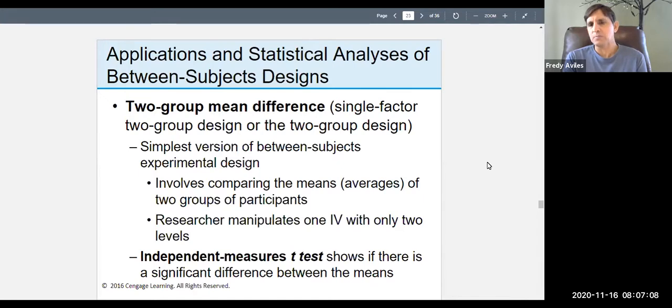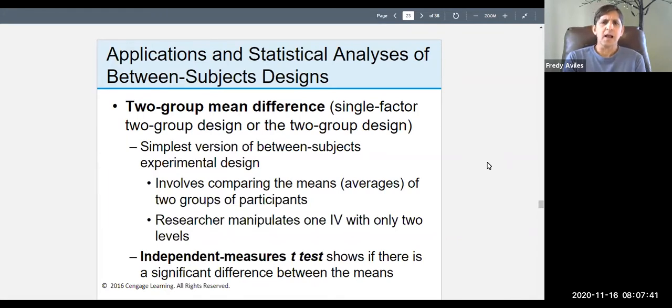It involves comparing the means, or the averages, of two groups of participants, the treatment group, for instance, and the control group, for example. The researcher manipulates one independent variable, let's say alcohol, with two levels. One group gets, let's say, no alcohol, and the other group gets enough alcohol to get them drunk. So one gets alcohol, the other one does not. That's two groups. You can test the difference between them. You can then check the average level of aggression and compare the differences there.